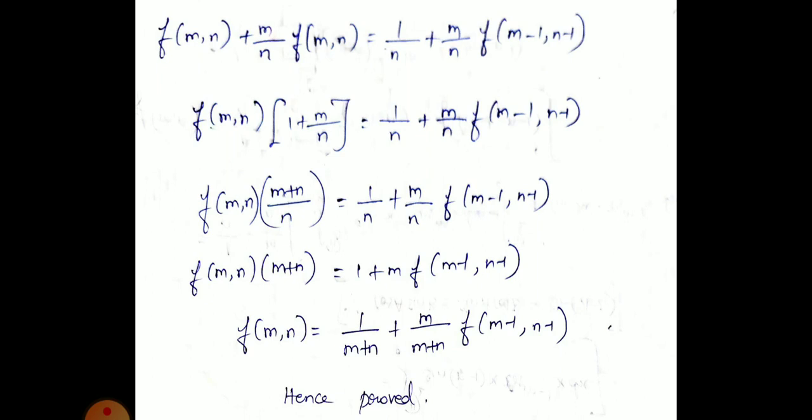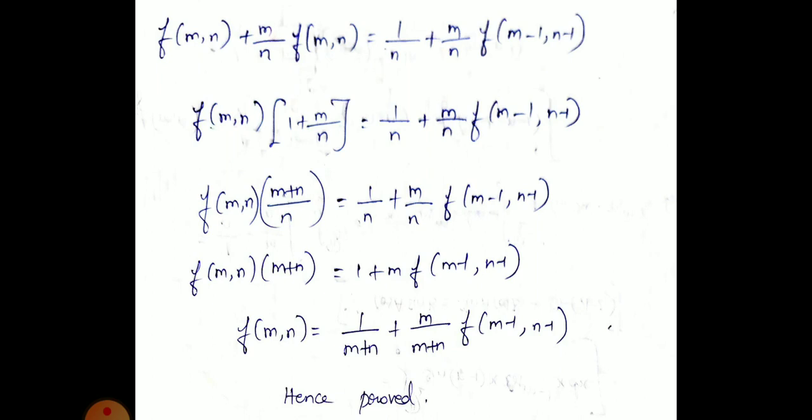Now take the f(m,n) term to the left side, so f(m,n) plus m by n f(m,n) equals 1 by n plus m by n f(m-1, n-1). Now on the left-hand side take f(m,n) as common, so 1 plus m by n, and then cross multiply, we get (m plus n) by n. Then take m plus n to this side and n to be multiplied on the right side. If you are multiplying n on the right-hand side, the n gets cancelled, so the first term becomes 1. In the second term also the n gets cancelled, so m into f(m-1, n-1). Now take the m plus n from the left side to the right-hand side.